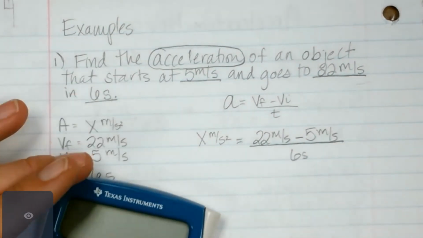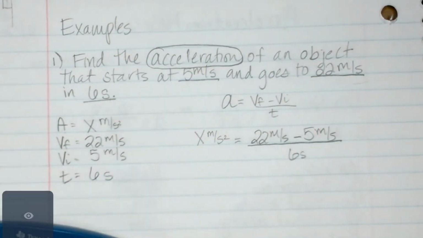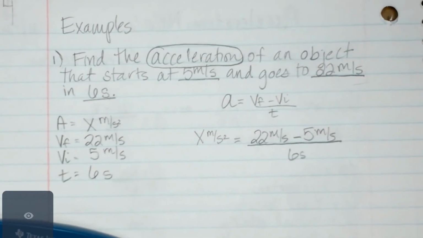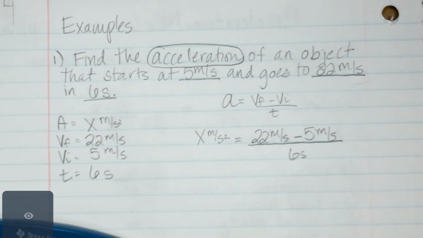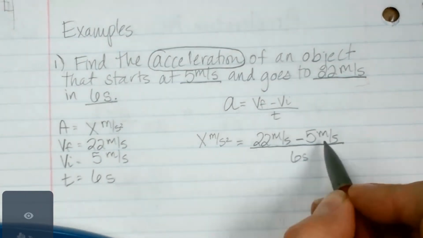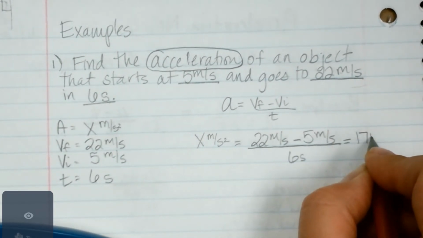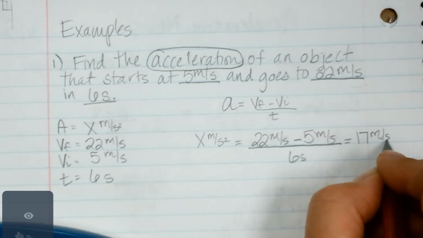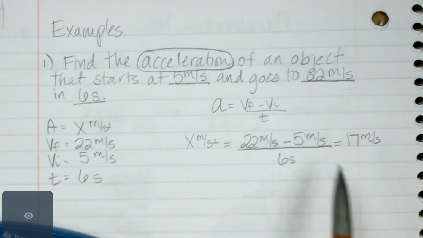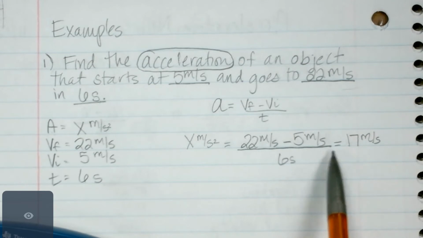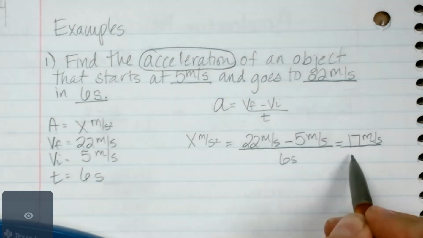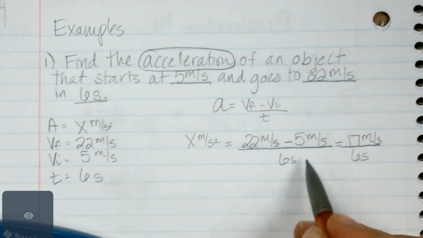So I'm going to plug it into my calculator just to be sure. You could do that in your head, 22 minus 5. I'll do that one in my head, and then I'll use the calculator for the division. So 22 minus 5 is 17. And my units carry over. It's meters per second. Now I'm going to move over my 6 seconds because there's nothing to solve on the bottom.